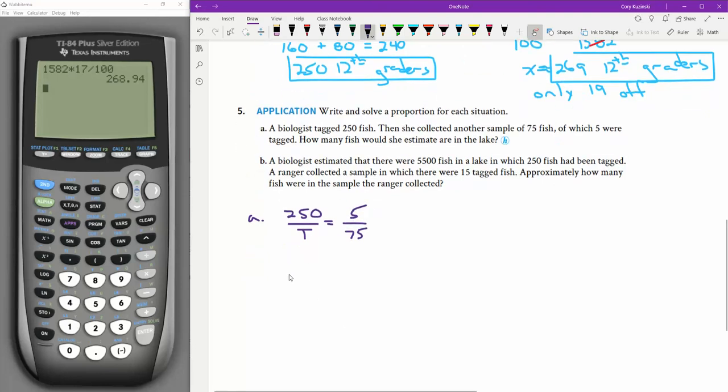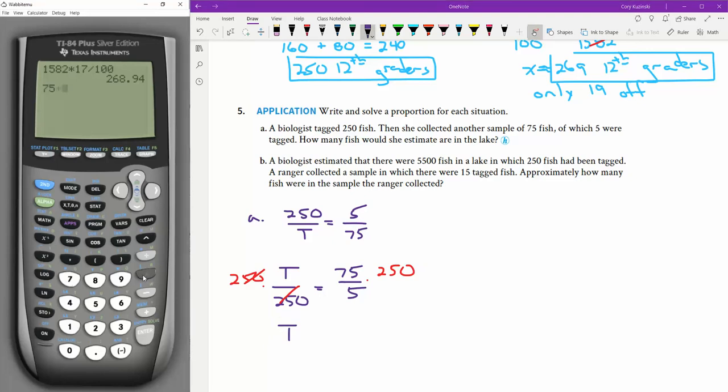All right, so here's what I'm going to do on this. I'm going to flip this over so we can use the method we learned. T over 250 equals 75 over 5. Yes, there are other ways. I'm just trying to use the method we learned. I'm going to multiply both sides by 250 to get this to cancel out. And that'll give me the total number of fish, or an estimate anyway. So let's go 75 times 200 divided by 5. That gives me 3,000 fish. That's a nice round number, isn't it?